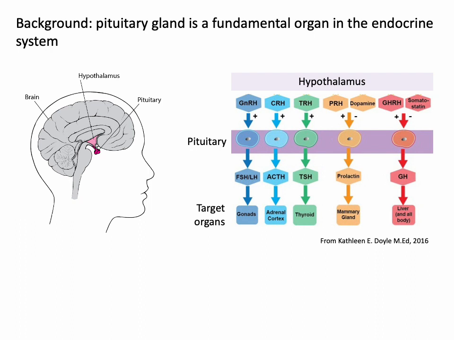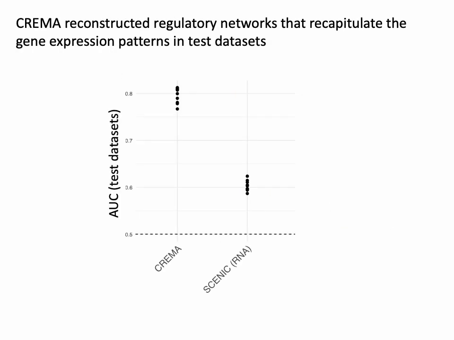Zooming out of this detailed anatomy of the pituitary, in the big picture of understanding the physiology of the whole body and building an atlas of the human cells, it's important to look at the pituitary gland since it regulates the functions of many organs. We first evaluated CREMA's reconstruction of the regulatory network for the pituitary tissue.